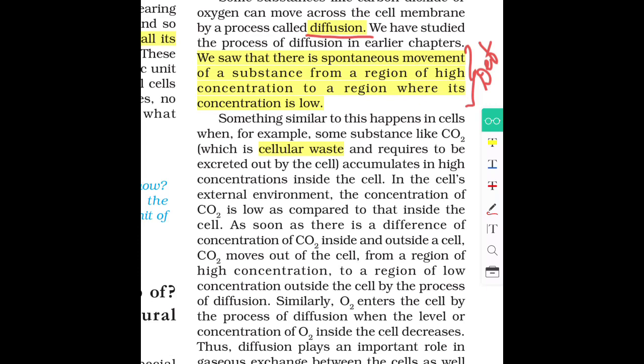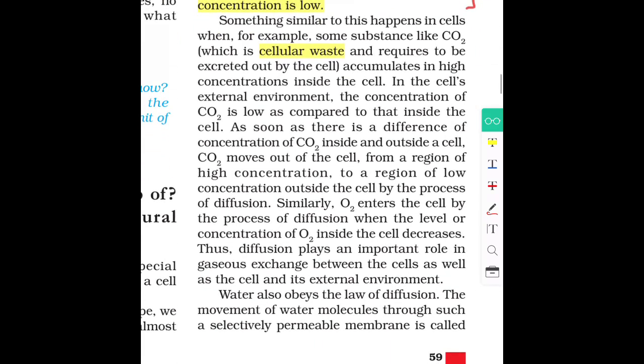Similarly, O2 enters the cell by the process of diffusion when the level of concentration of O2 inside the cell decreases. Thus, diffusion plays an important role in the exchange of gases between the cell as well as the cell and its external environment. So, did you all understand how the exchange of gases takes place in each cell? By the process called diffusion.